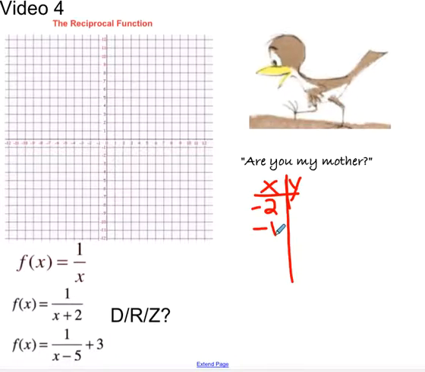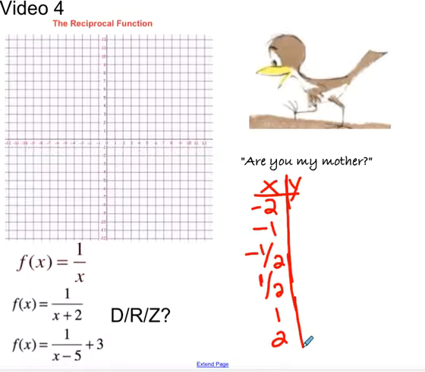-2, -1. Now I can't plug in 0, so I don't want to put that on my table because 1 divided by 0 is undefined. But I am going to use -1/2. And then I'm going to use the same things but positive. So 1/2, 1, and 2. And the y values that I get when I plug in these x's, right?